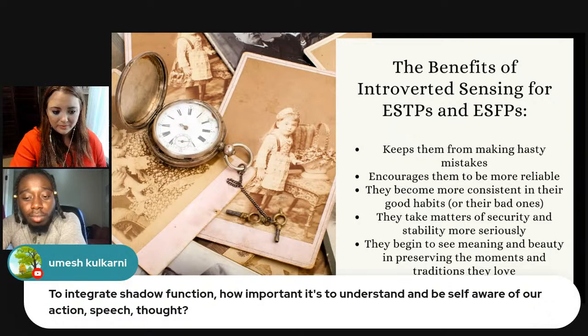We have a question from Uma. She says, or he, I'm not sure of the gender, to integrate shadow functions, how important is it to understand and be self-aware of our actions, speech, and thought?